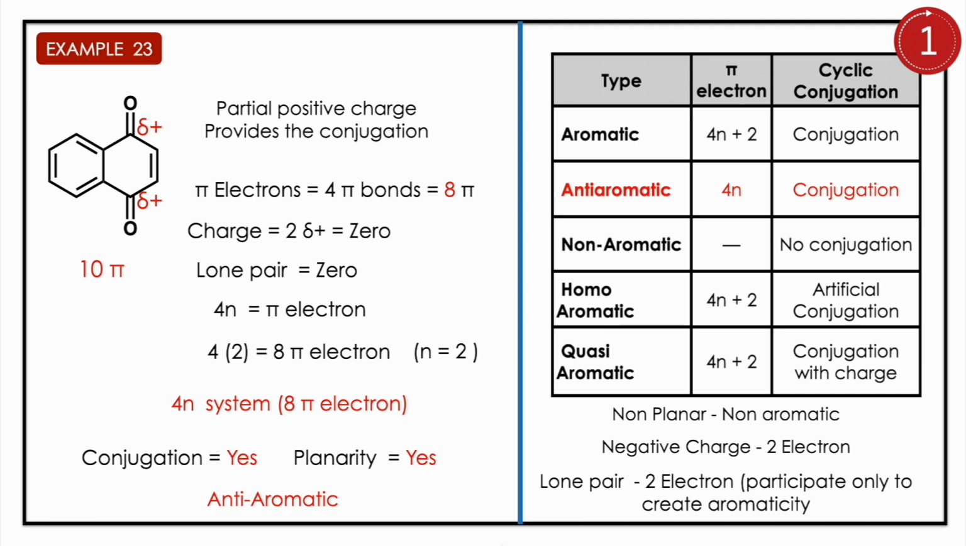It is the 4n system with n equals 2, 4 multiplied by 2, 8 pi electrons. The system is conjugated because the partial positive charge provides conjugation, and all are sp2 carbons, so definitely planar. So it is a 4n system, conjugated and planar, so according to the Huckel rule, it is an anti-aromatic compound.